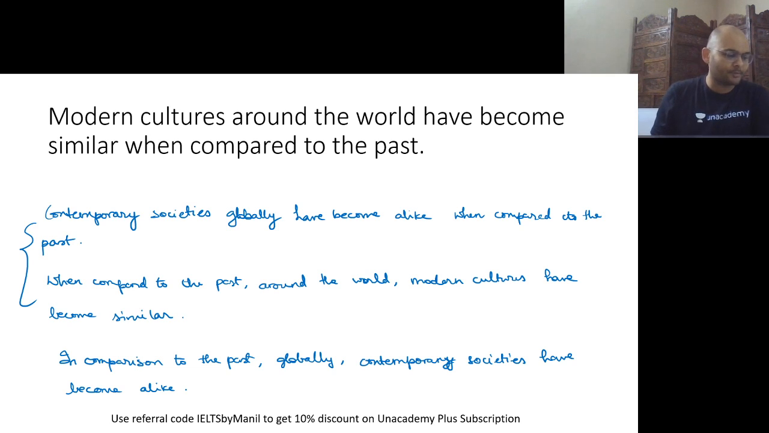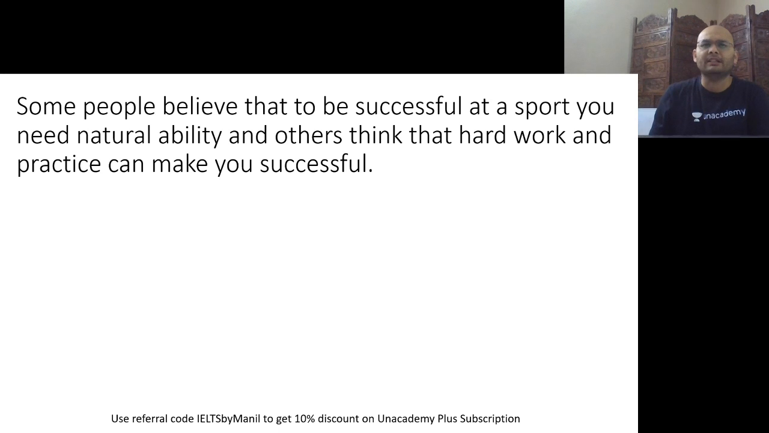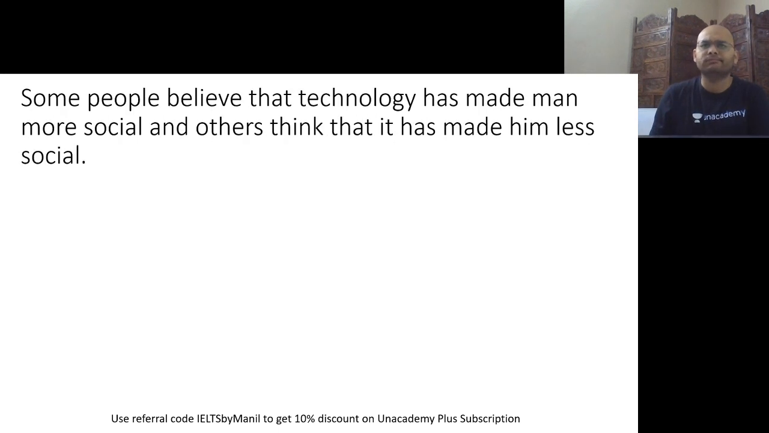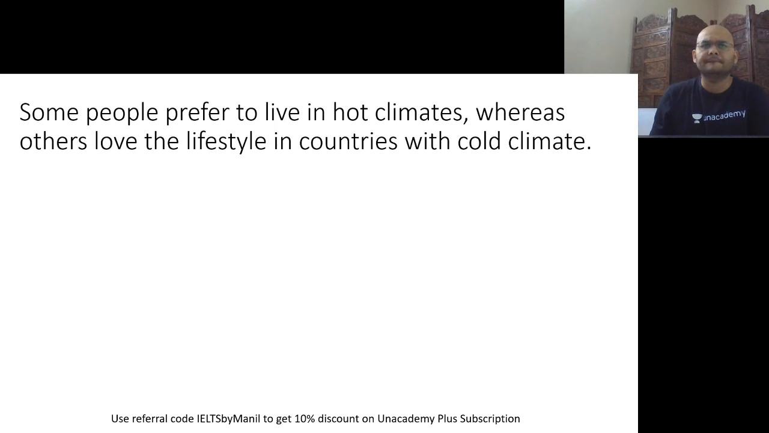Now let's do one thing. Let's bring in another sentence that we can paraphrase. Let's pick up something which is a little more... Alright, let's pick up this one. Some people prefer to live in hot climates, whereas others love the lifestyle in countries with cold climates. So again, let's go with the same old thing. We'll pick up synonyms first, and then we'll try and do something else, and then we'll finally try to come to the final paraphrase. So some people prefer to live in hot climates, whereas others.